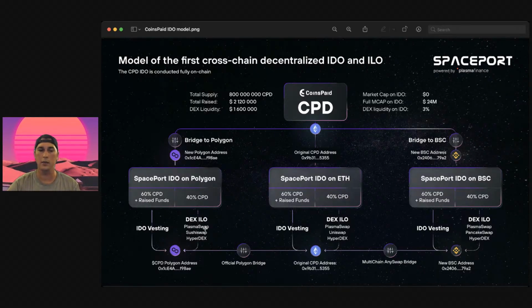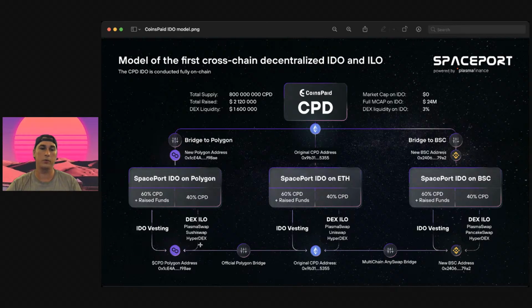So on the Polygon, it will be Plasma.Swap, Sushi, and available in the HyperDEX. On the Ethereum, it will be Plasma, Uniswap, and also HyperDEX. So you can trade it via HyperDEX always. And here, on the BSC, it will be Pancake, also Plasma.Swap AMM, because the Spaceport automatically opens only on the Plasma.Swap now, and also available on the HyperDEX.